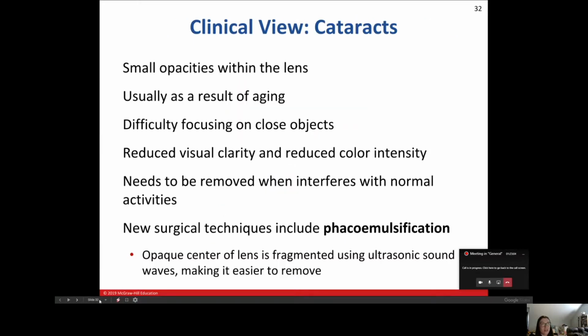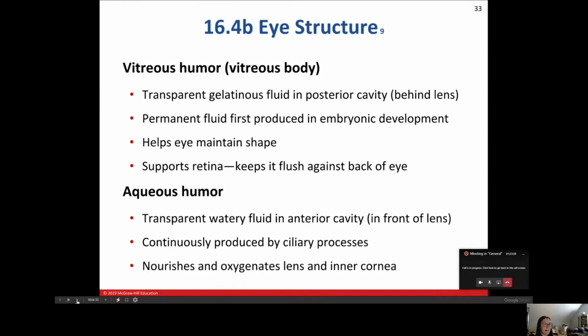So cataracts are basically opacities within the lens. If the lens gets cloudy, we can't really see as well because light is supposed to be passing through that. So if it's cloudy, obviously we're not going to be able to see as well. It needs to be removed. Any of these opacities can be removed when it interferes with normal activities. And so we can remove the whole lens and then replace it with an artificial lens.